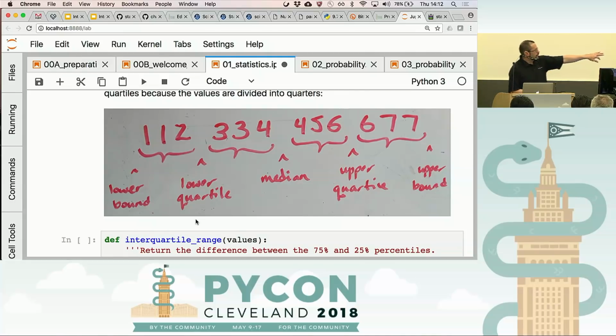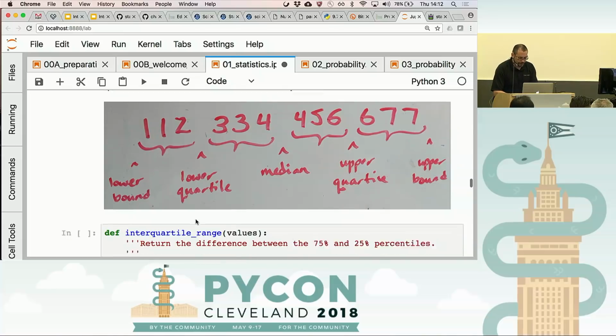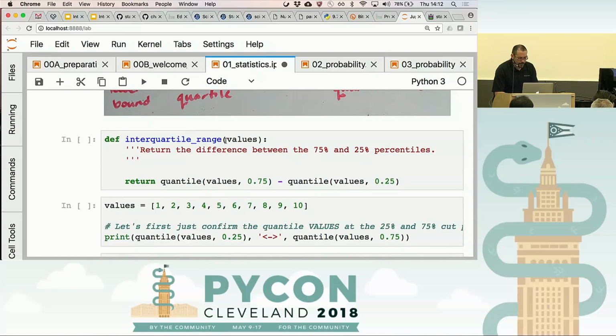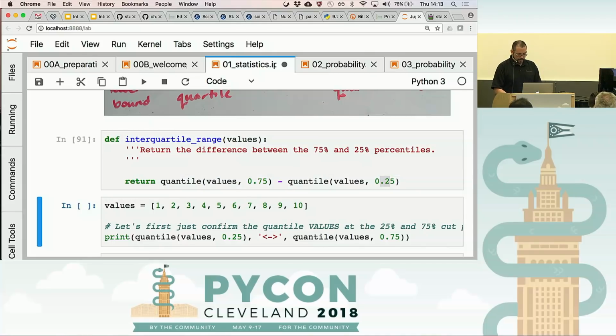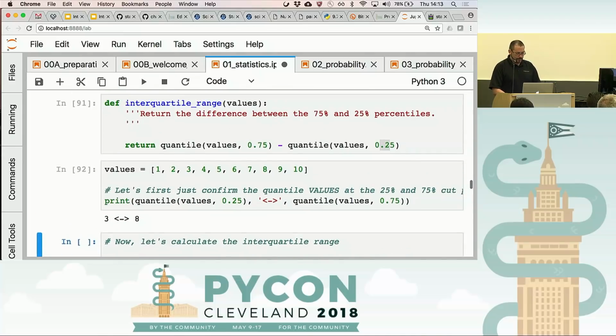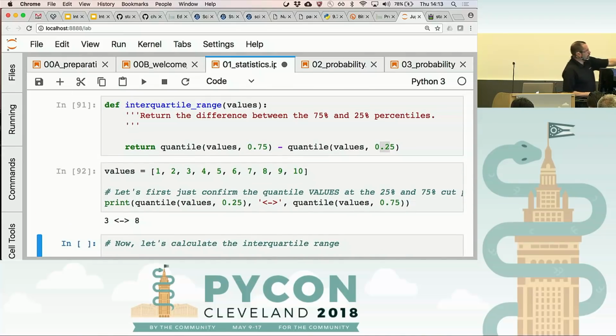In our case, we'll have a lower quartile boundary and an upper quartile boundary. And I tell it, hey, here are the values we're going to give. It's going to use my function quantile from a minute ago and say 75 is my default value, 25 is my not default, or my lower boundary. And let's see how this works. It says, if you give me these 10 values, 3 is roughly 25% of the way up, and 8 is roughly 75% of the way up.